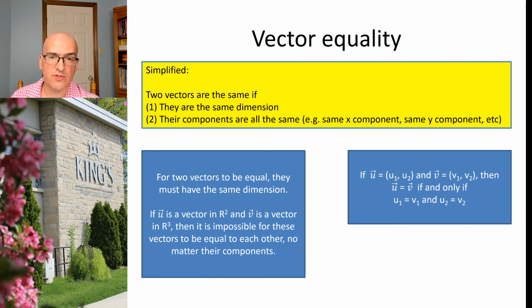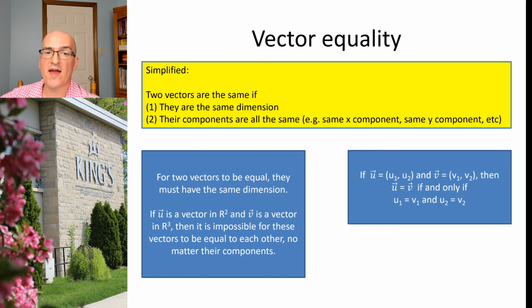For two numbers to be equal to each other, it's fairly obvious. Like 4 is equal to 4, but 4 is not equal to 3. For vectors, the concept of vector equality is fairly simple, but not that simple. There's a little bit more to it. The first new thing for vectors that you don't have for numbers is that for two vectors to be equal to each other, they have to have the same dimension. They have to live in the same space. So a vector in R2 cannot be equal to a vector in R3. It doesn't matter what the components are, it doesn't matter what numbers are there. They have to have the same number of components to potentially be equal.